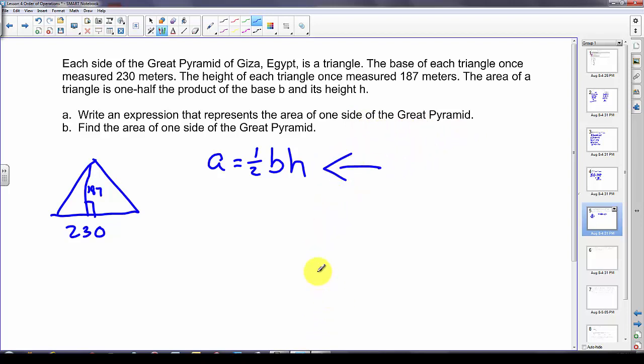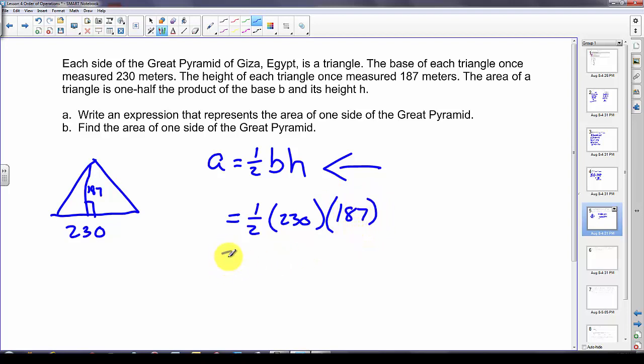And now we want to find the area, so now we're going to make our substitutions. We have 1/2 of the base, which is 230, times the height, which is 187.